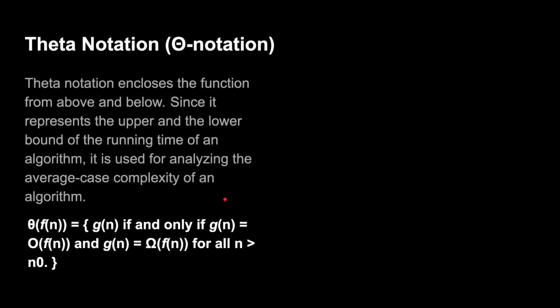Now the last notation, that is theta notation. Theta notation encloses between the above and below, that is the upper bound and lower bound, that is between the best case and the worst case. So it is called an average case complexity.